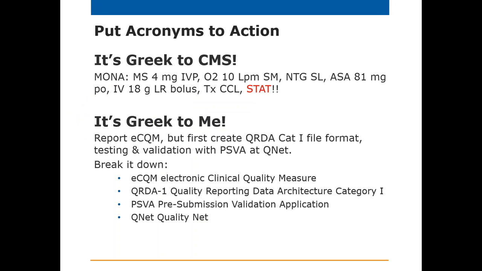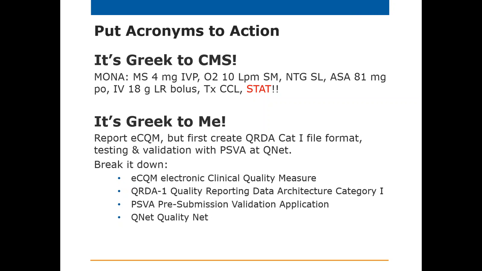So I don't know about you all, but these days for me, I'm living, breathing, eating eCQMs and QRDA1. This may not just be completely Greek to you at this point, but I know that several months ago, the concept of eCQMs truly was. So I just want to talk a little bit about, coming from a nursing background.